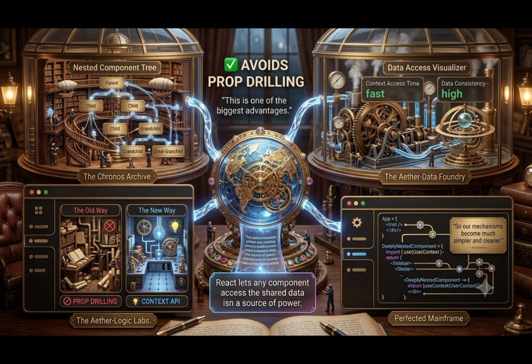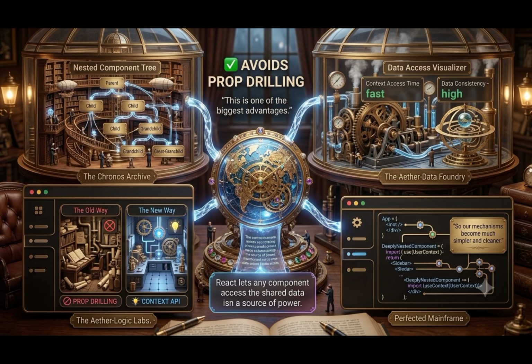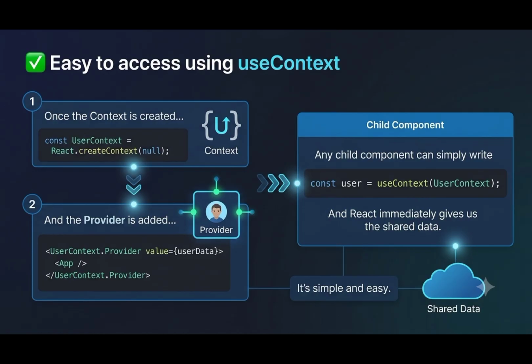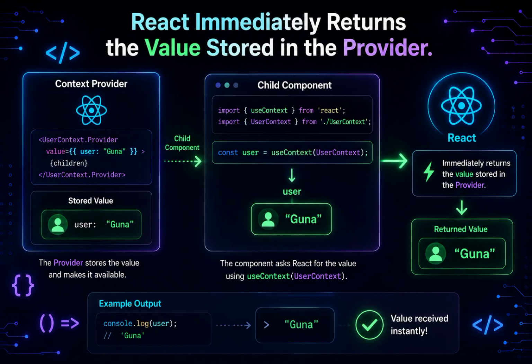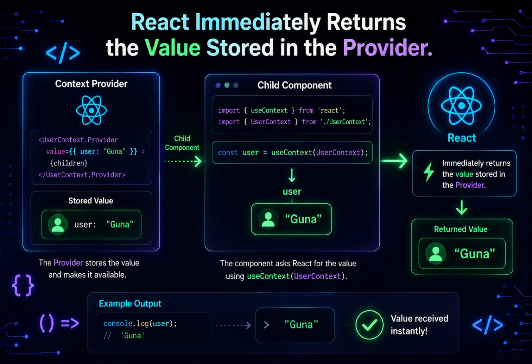Second, avoids prop drilling. This is one of the biggest advantages. Instead of passing props through parent, then child, then grandchild, React lets any component access the shared data directly. So our code becomes much cleaner. Third, easy to access using useContext. Once the context is created and the provider is added, any child component can simply write this and React immediately gives us the shared data. It's simple and easy.